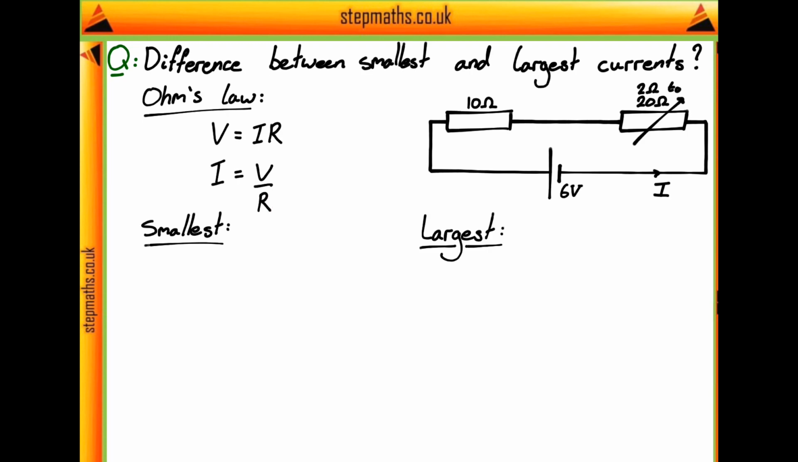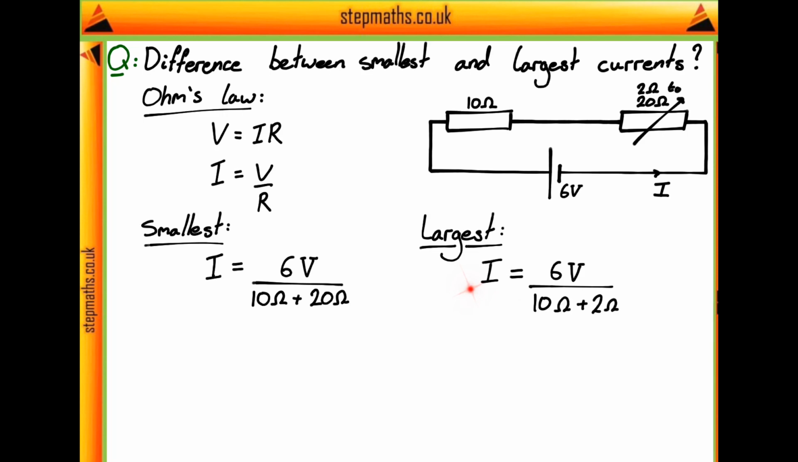As I just said, our smallest current is going to be equal to the voltage across our circuit divided by the total resistance, so our 10 ohms plus one of the ends of our range. Which is it? Is it going to be 2 ohms or 20 ohms to give us our smallest current? Hopefully you're saying 20 ohms. And therefore, for the largest, it's just going to be the other end of the spectrum, 6 volts over 10 ohms plus 2 ohms. If we were to pick somewhere in between these two, like 10 ohms for example, then this would just give us a current in between these two. These are obviously going to be the two extremes that the current can go.